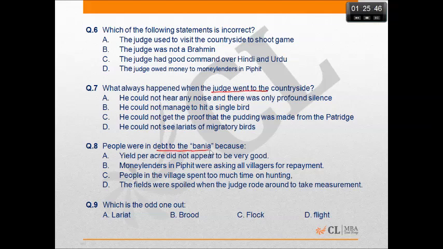People in debt to the banya. Because, which is the odd one out? Lariat, brood, flock, flight. These are groups of animals, a flock of birds, a brood, etc. So this is the correct answer.